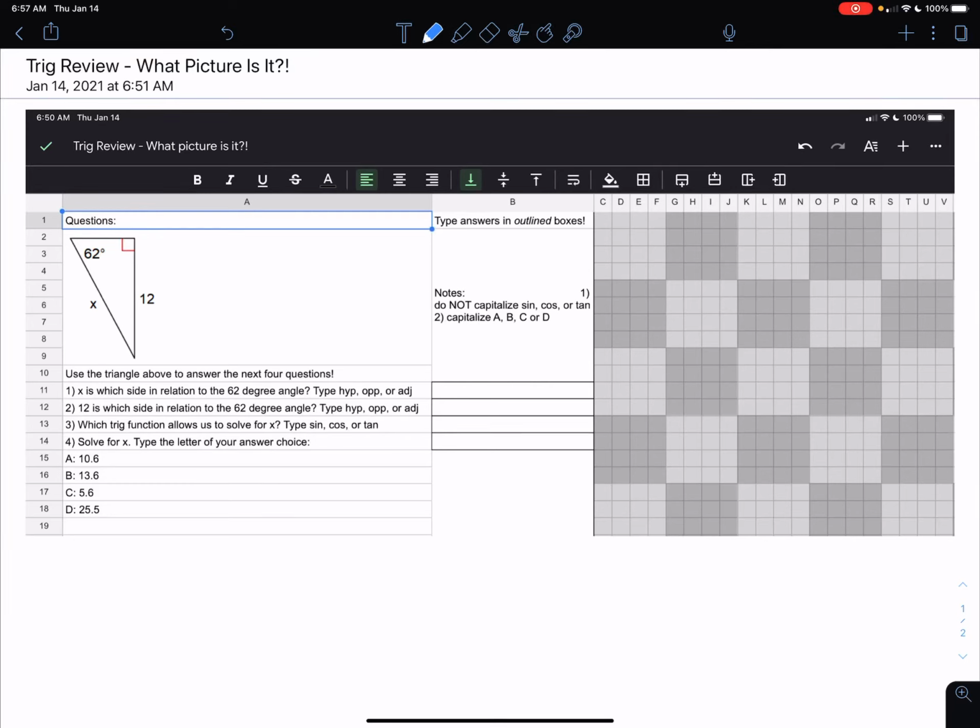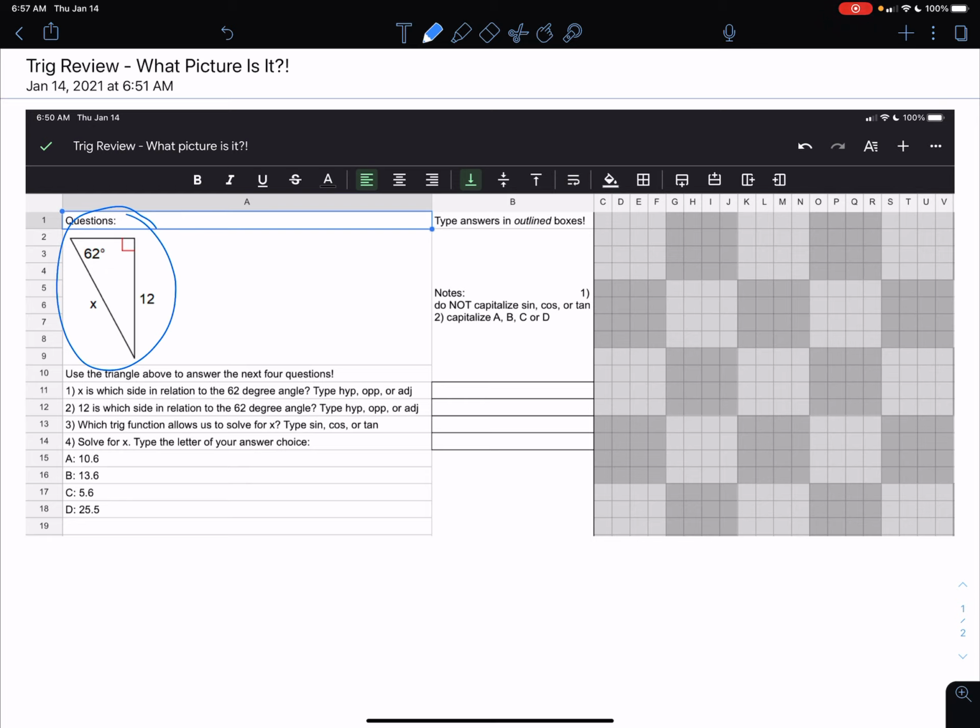Okay, here's a short video just to give you a little bit of an idea of how this trig review, what picture is it assignment works. And so really, as you can see in this triangle over here on the left, we just want to do one of our normal trig problems, right?